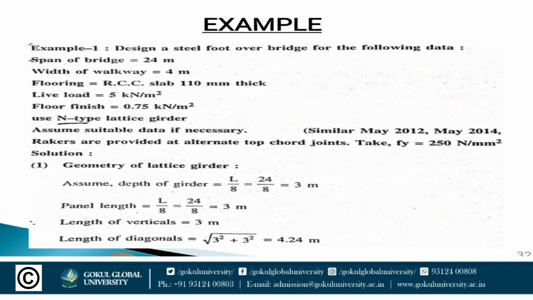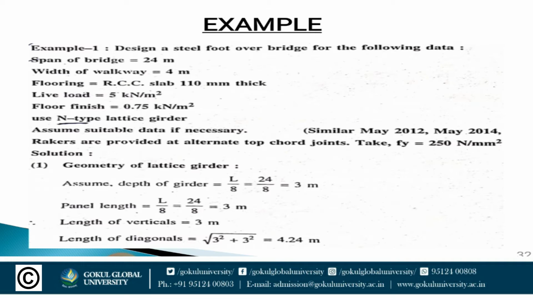Assume the depth of girder is equal to L by 8. This equation is also taken from L by 8 to L by 12. So that way we identified the depth of the girder. Then we identified the panel length. Panel length depends upon the span of the bridge, so we have to equally divide our span of the bridge.